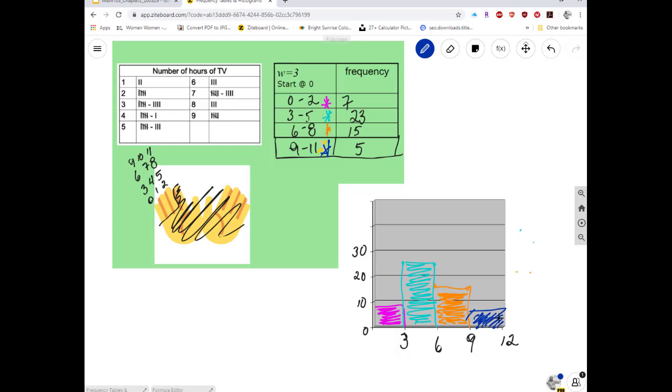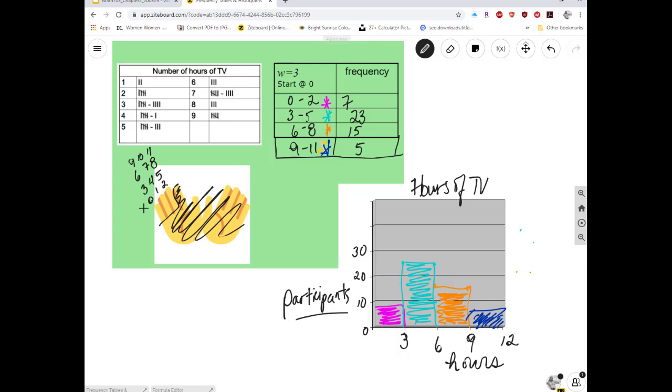Okay. The last step, if you remember, is to put the final touches on. And the final touches have the title. So this is still going to be hours of TV. This is still going to be hours. And this is still going to be participants. Okay. So those would be the final touches.